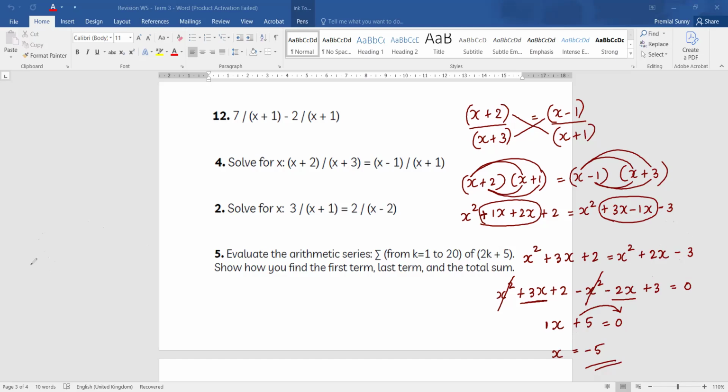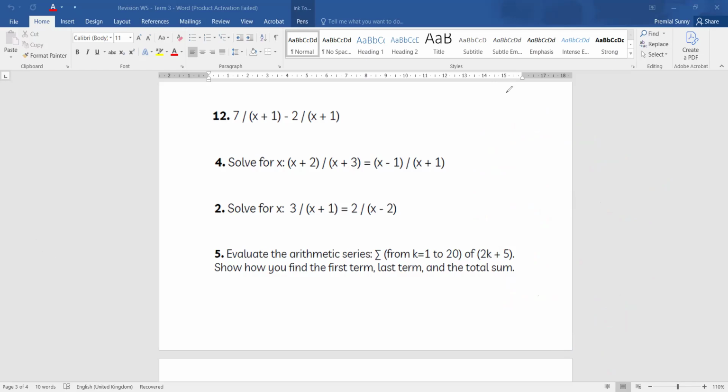The next question, question number 2 here. I'll just try question number 2. 3 over x plus 1 is equal to 2 over x minus 2. Now, as we know, step number 1 is always, if you have two terms or more than two terms, put them in a bracket.